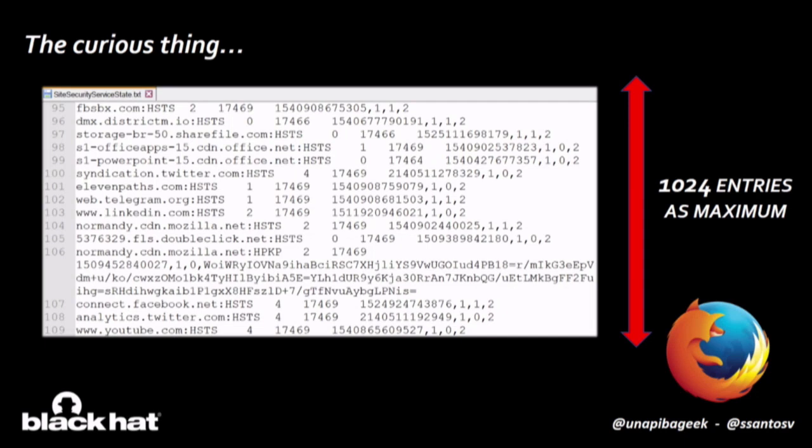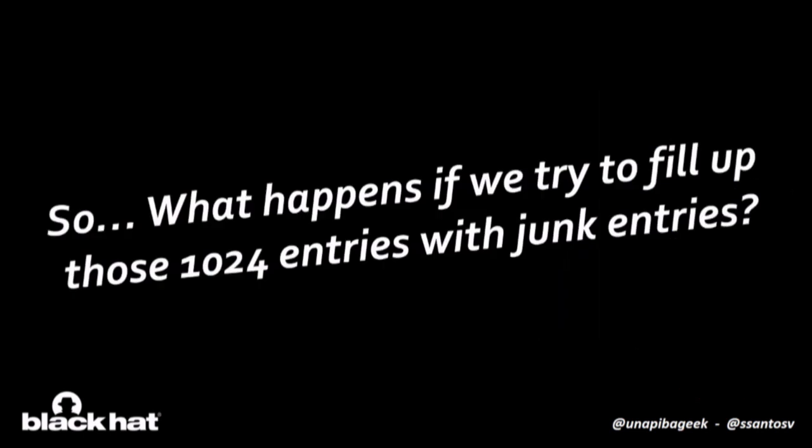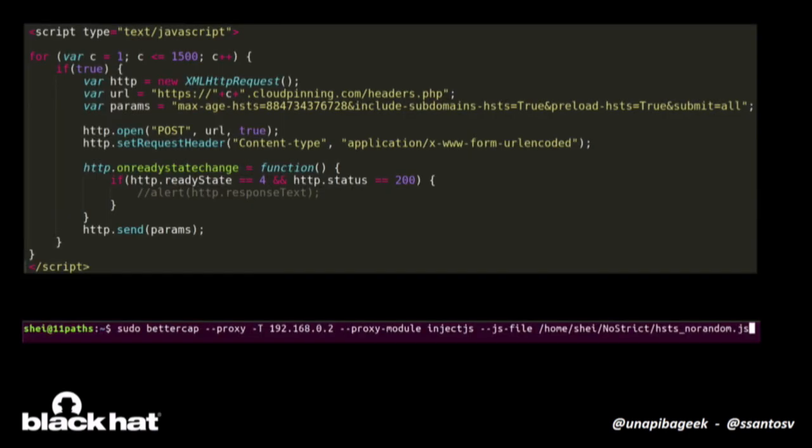What is the curious thing about Firefox? The very curious thing is that the maximum quantity of HSTS and HPKP entries that Firefox saves is 1024. It is explained in the Firefox source code. And it should be noted that a domain that uses both protocols will occupy 2 entries in the text file. So the question is, what happens if we try to fill up those 1024 entries with junk entries? We will assume that the entries will begin to be overwritten.